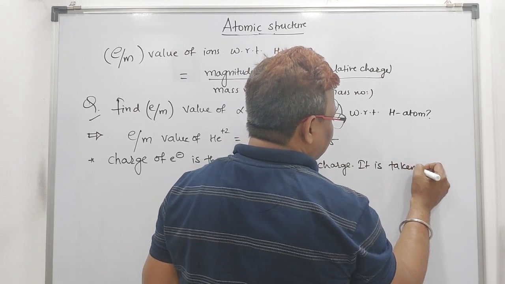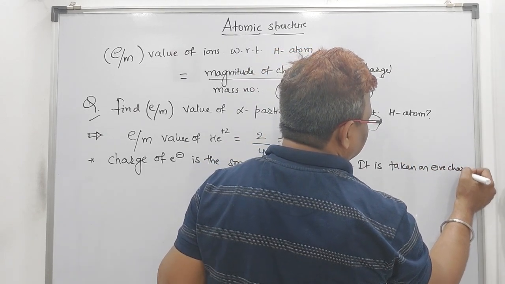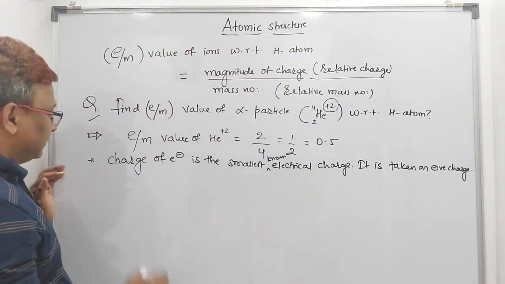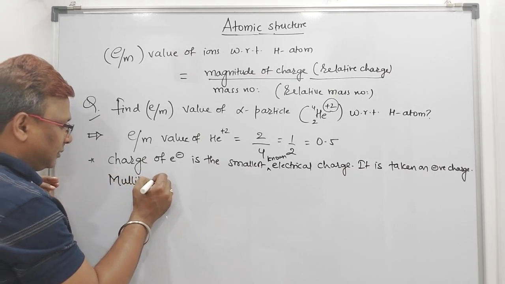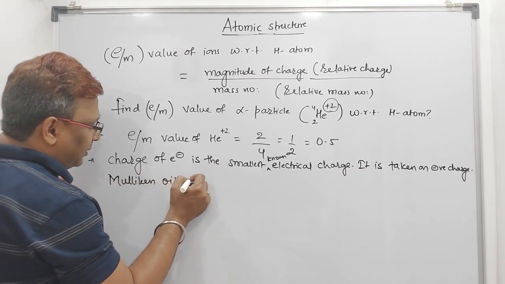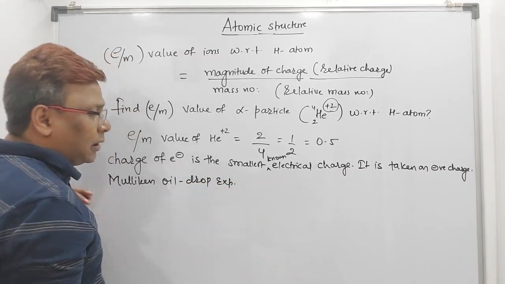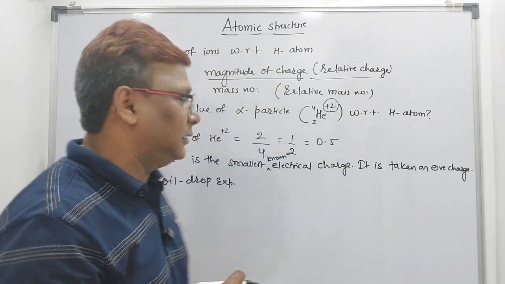It is taken as negative charge. It is taken as beta negative charge. Now, the Millikan oil drop experiment: based on this experiment, Millikan was able to determine the charge of the electron.